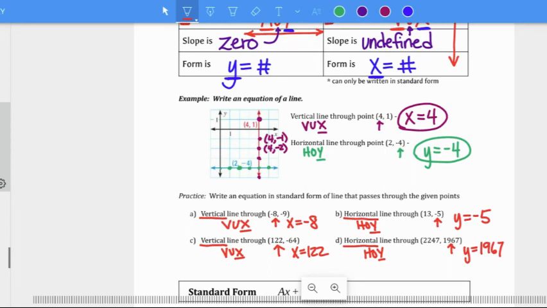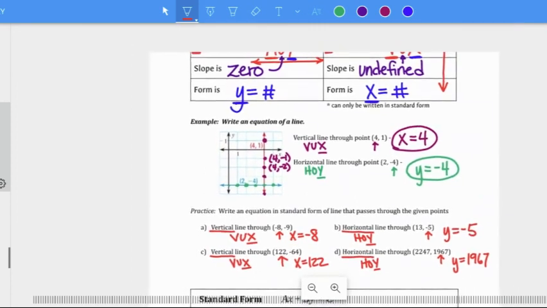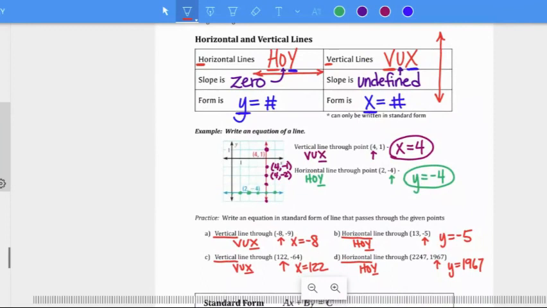All right, double check that that makes sense to you. Follow up with us if you have questions. That is a quick little summary on writing equations of horizontal and vertical lines.